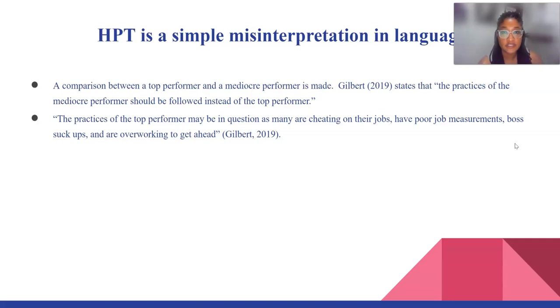HPT is a simple misinterpretation in language. A comparison between a top performer and a mediocre performer is made in Gilbert Research in 2019. And it states that the practices of the mediocre performer should be followed instead of the top performer. The practices of the top performer may be in question as many are cheating on their jobs, have poor job measurements, are suck ups, and some are even overworking to get ahead.